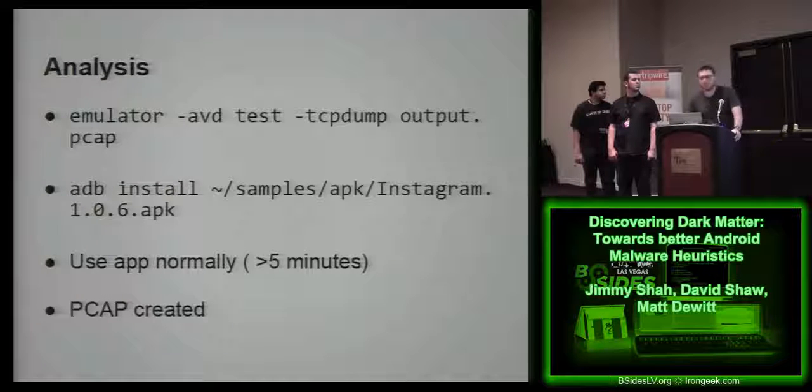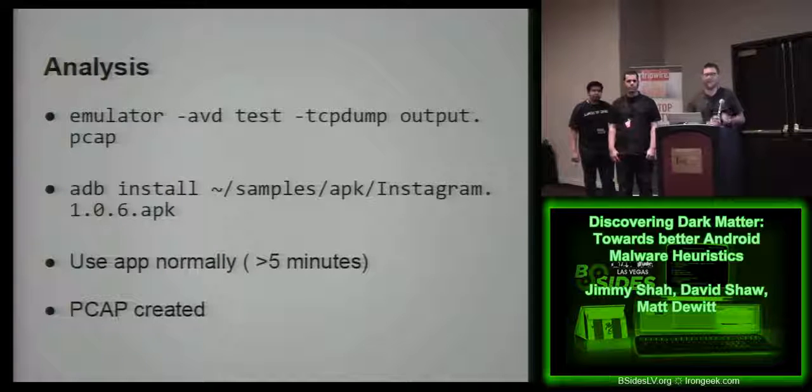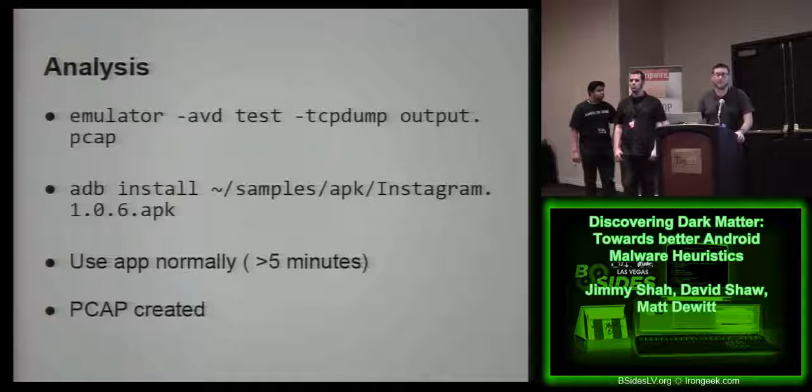And then you want to use the app normally for greater than 5 minutes. The 5-minute threshold is because if someone's writing an intentionally malicious app, they're going to wait more than 5 minutes to do anything really bad if it's on the Google Play Store, because Google Bouncer actually analyzes these apps for 5 minutes to see if anything is going on. It's pretty interesting that we know that now and they know that now, so it's diminishing returns on the effectiveness of Google Bouncer at that point. And from there you have the PCAP created.